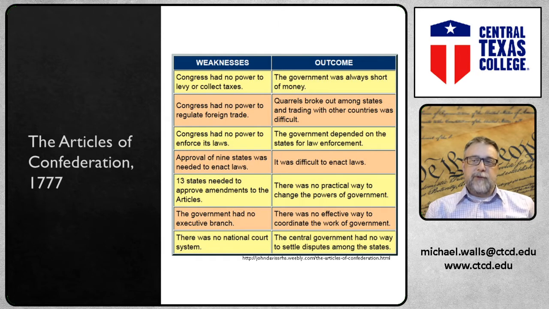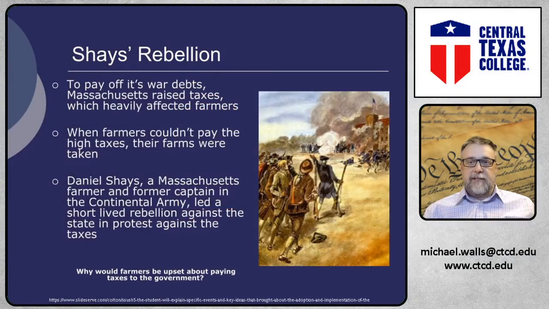Everybody knows he was our first president. So this Articles of Confederation thing is terrible. And so a few years go by, when the war's over, it officially ends in 1783. They're going to meet in 1787 to try to fix it.